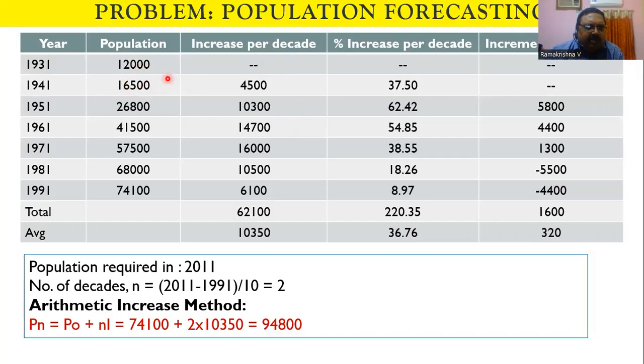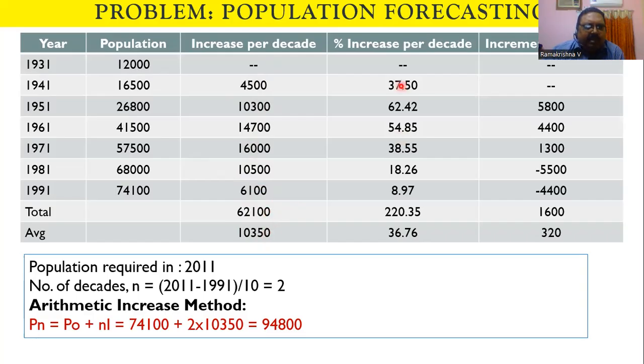16,500 minus 12,000, 4,500. Similarly, 68,000 minus 57,500, it is 10,500. 74,100 minus 68,000, it comes out to be 6,100. Like this, we take the increase per decade, and then we'll make a total here, and then we'll make an average. How many entries? 1, 2, 3, 4, 5, and 6. So divided by 6 comes to be around 10,350. This will be the average increase of population per decade.